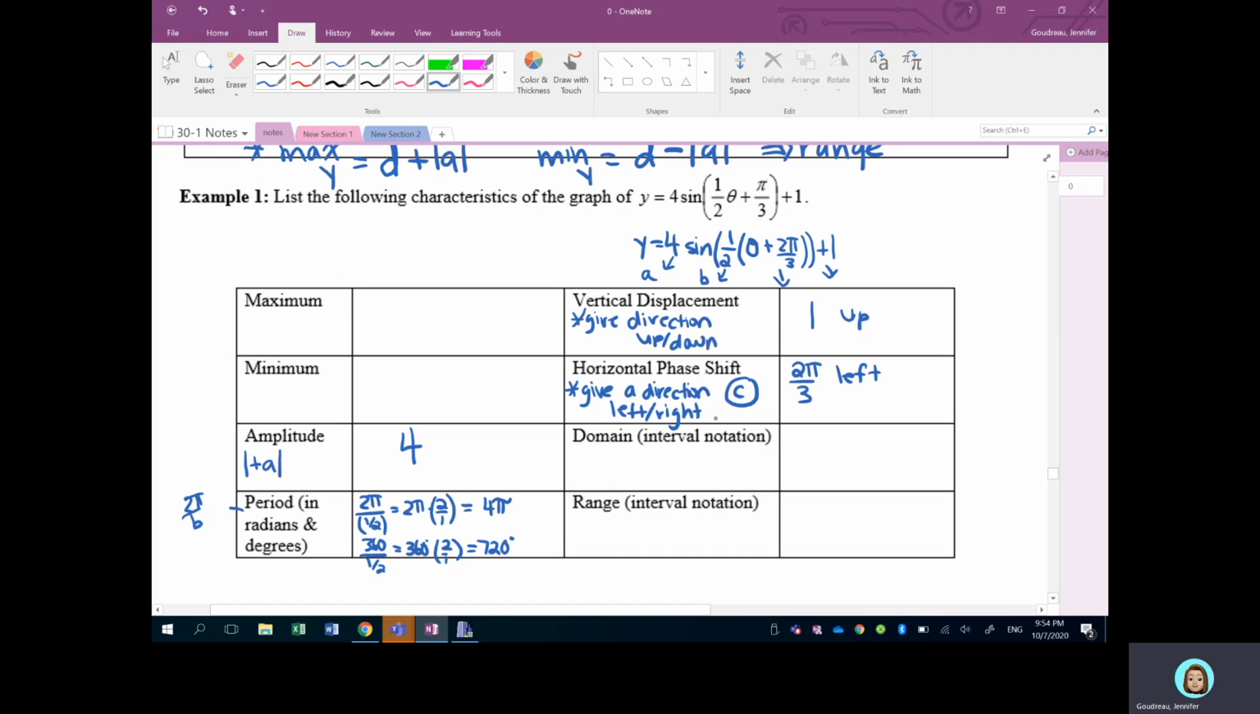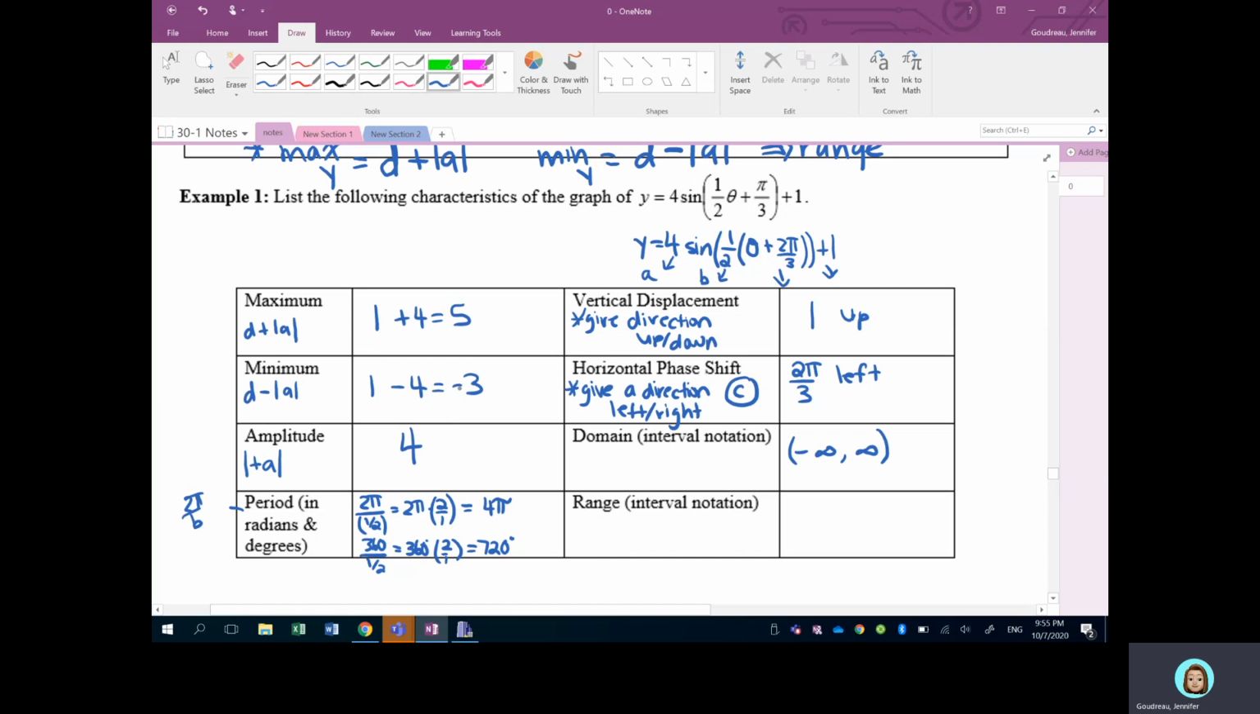Okay, domain. Domain is pretty easy to do for all of these. Domain is never going to change. It's always going to be x is an element of the reals or in interval notation from negative infinity to positive infinity. And domain, again, unchanged, never changes, always the same. Our range and our max and min go together. So our maximum comes from D plus the absolute value of A. So in this case, that's going to be 1 plus 4, which is 5. Our minimum comes from D minus the absolute value of A. So that's going to be 1 minus 4, which is negative 3.